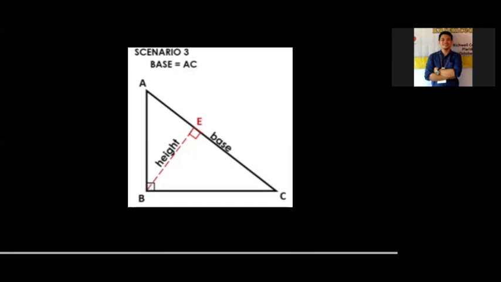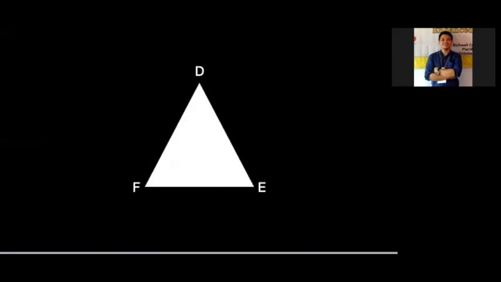Let's proceed to our next example. Since triangle DEF is not a right triangle, we cannot use any of the legs as the height because no legs are perpendicular to each other. We need to find a line that will be perpendicular to the base, and we can do that by drawing a line from the vertex going to its base. Let's also present three scenarios.